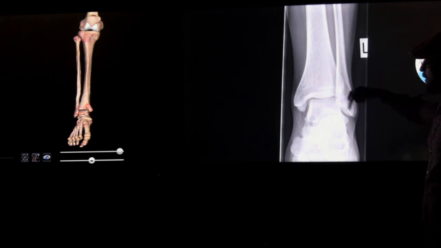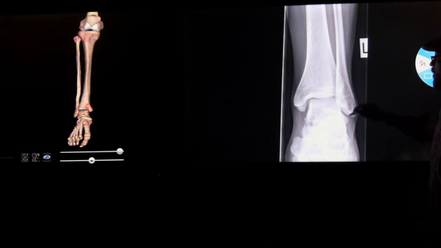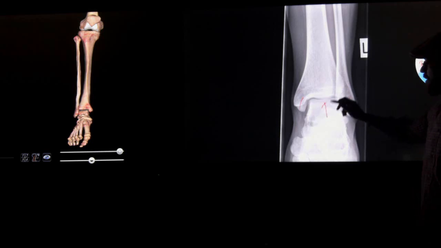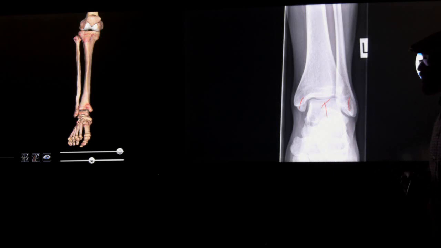So we have our distal fibula, distal tibia, talus, and the rest of these you really can't make out, okay? So we'll go to a tib-fib so we can get to those other structures.